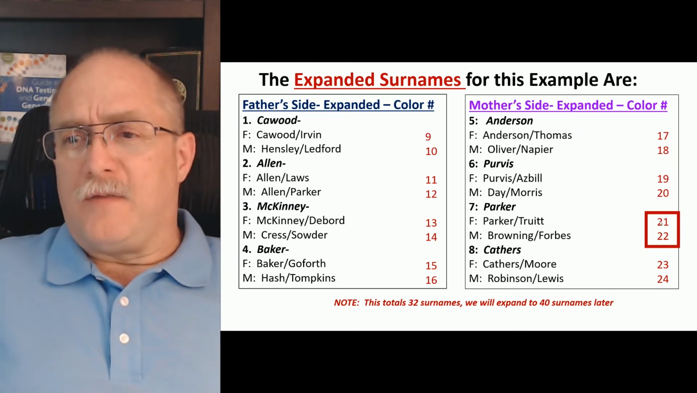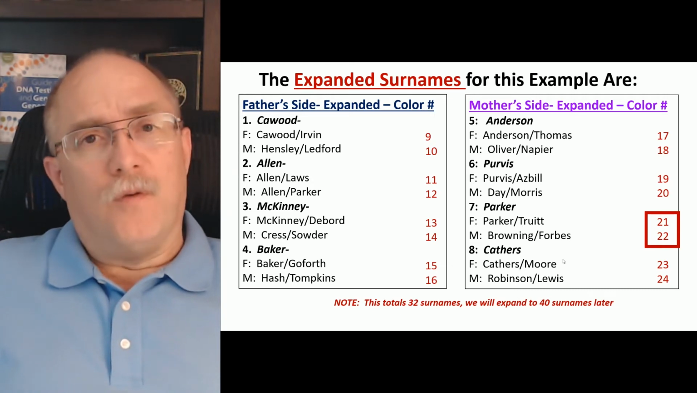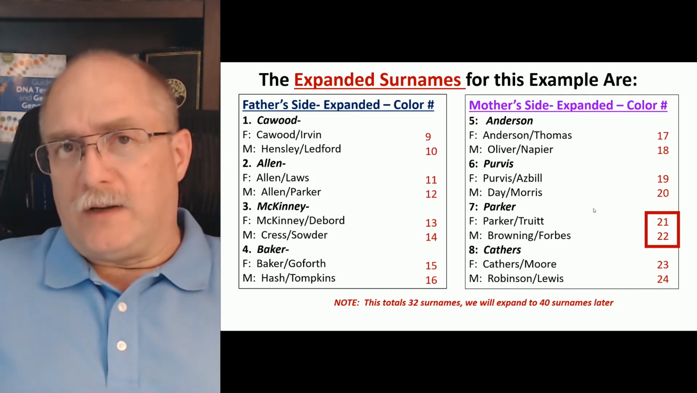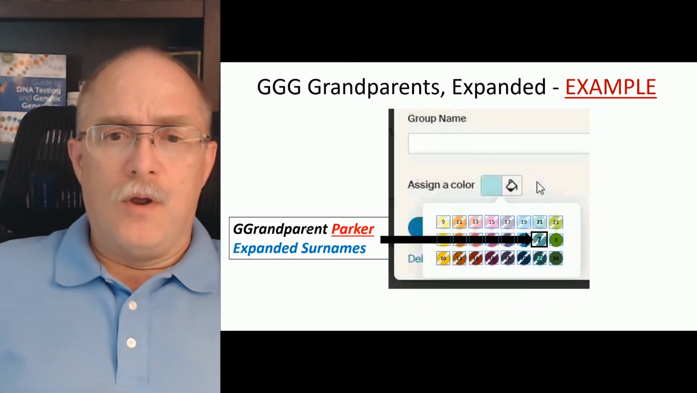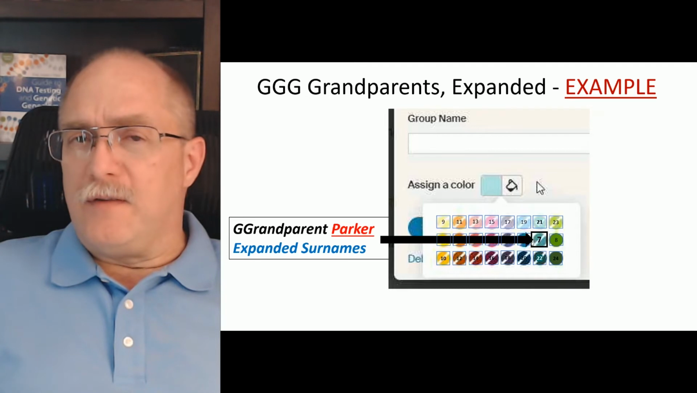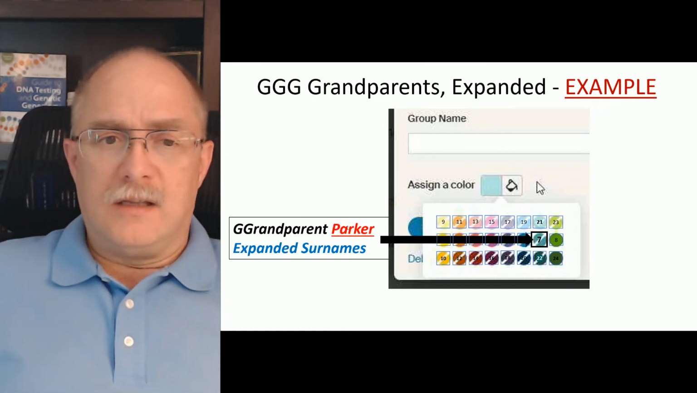And let's take a very specific look at the Parker, Truitt, Browning, Forbes. Let's look at this graphically with the dots. You go in here, and this is the example. So you have your 7th dot of the 8 across the middle is the Parker.